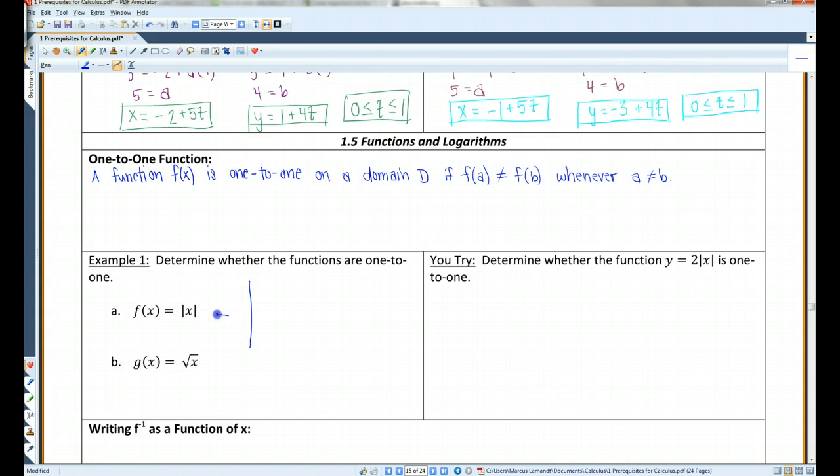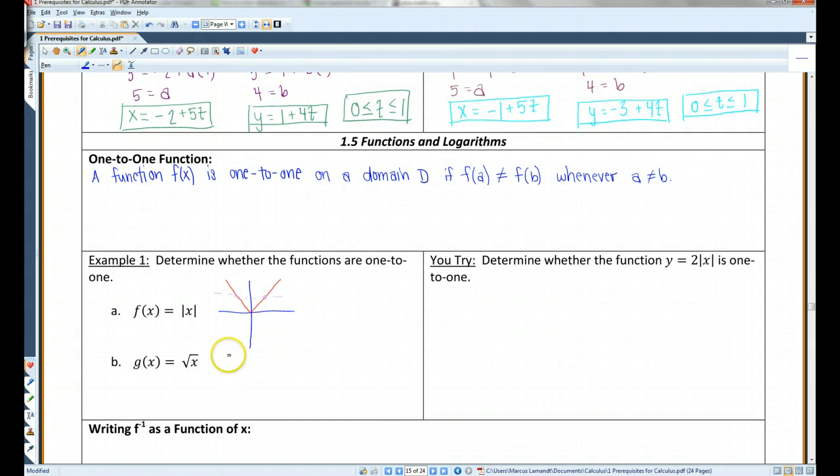You guys hopefully remember that the absolute value of x looks something like this. Okay. If you were to use the horizontal line test here, it intersects the graph twice. So this function is not one-to-one. Remember, the vertical line test determines whether or not a certain relation is a function. In this case, it is a function, but it's not one-to-one. Okay?